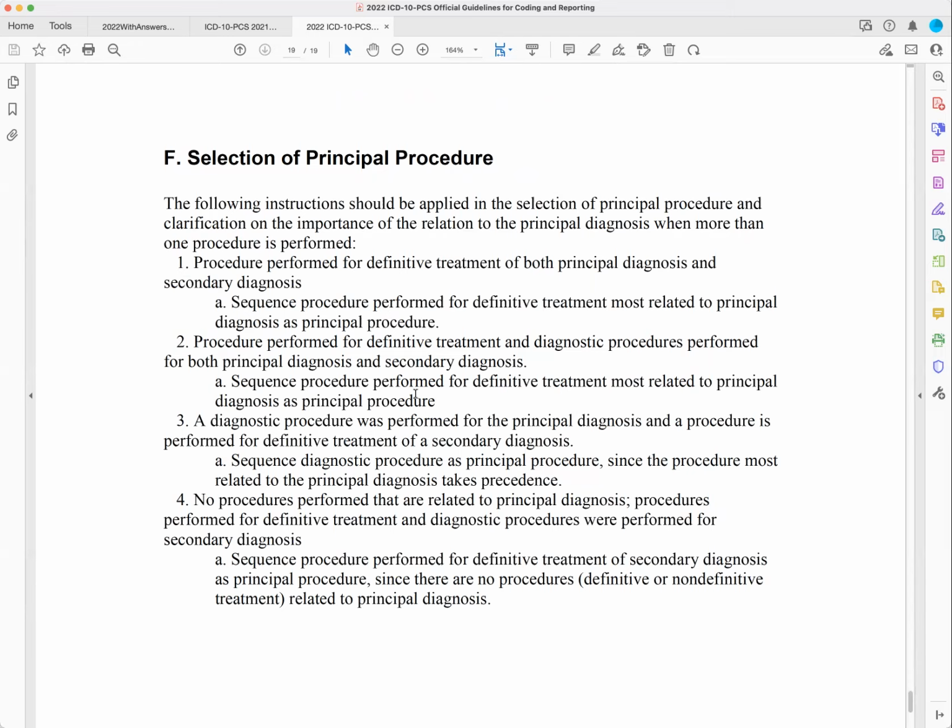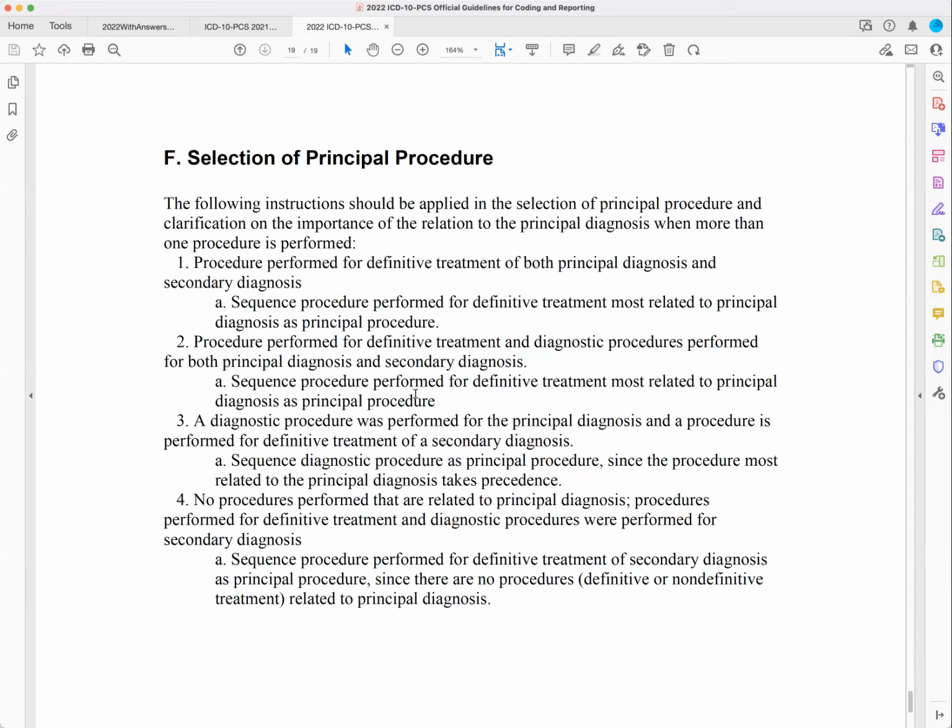So basically what this means is that it goes in order. So definitive treatment versus diagnostic treatment. So that's a hierarchy there. And your principal diagnosis versus secondary diagnosis. That's kind of a hierarchy. So first is procedures performed for definitive treatment that's related to your principal diagnosis. That will always come first. And then anything else goes second.